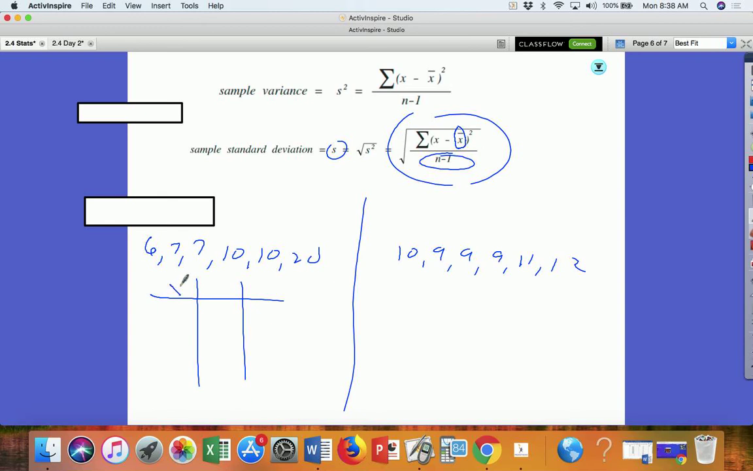So you should write down the data. You should write down the deviations of each. And then what should be the next column? The squares, right? So the deviations squared. And then add them up. See what you can get.